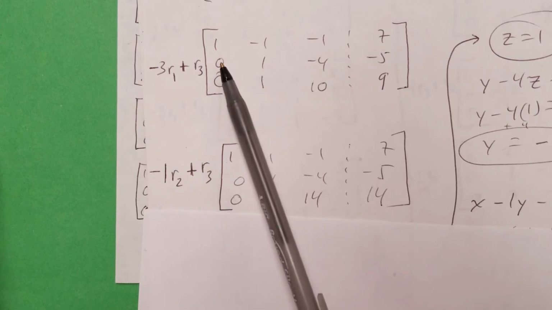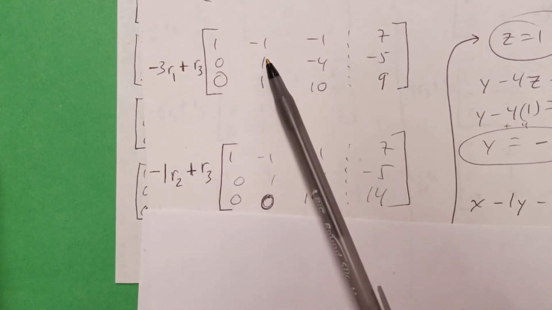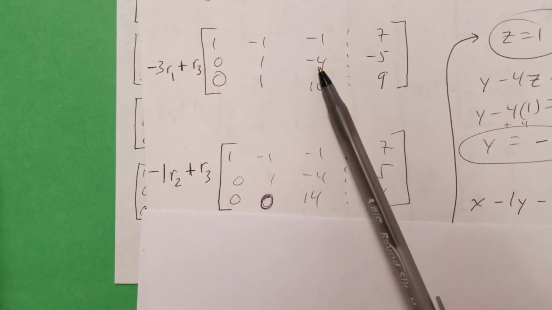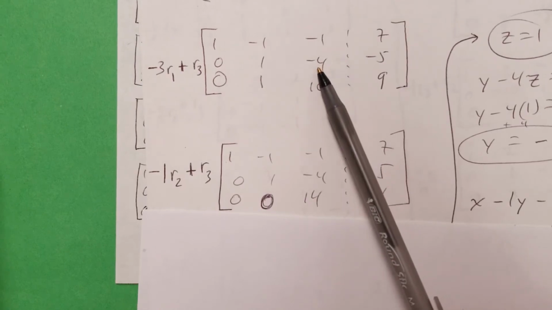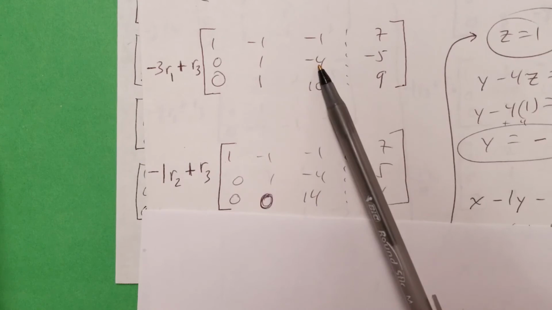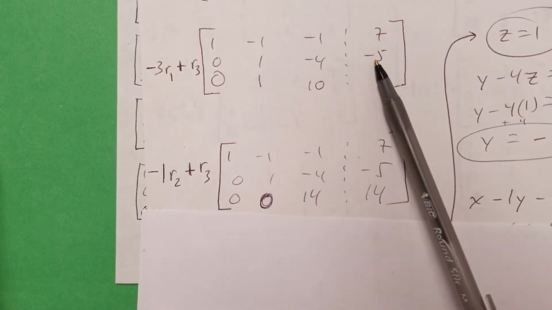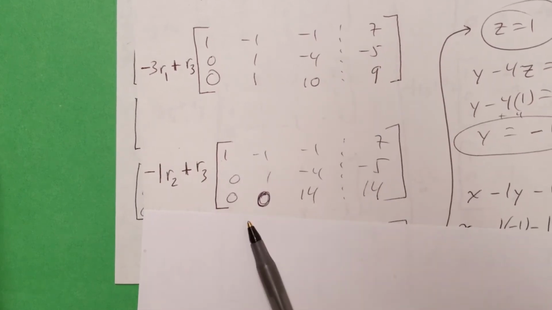So -1 times 0 is 0, plus 0 is 0. -1 times 1 is -1, plus 1 is 0. -1 times -4 is +4, plus 10 is 14. -1 times -5 is 5, plus 9 is 14. So I got my 0 there.